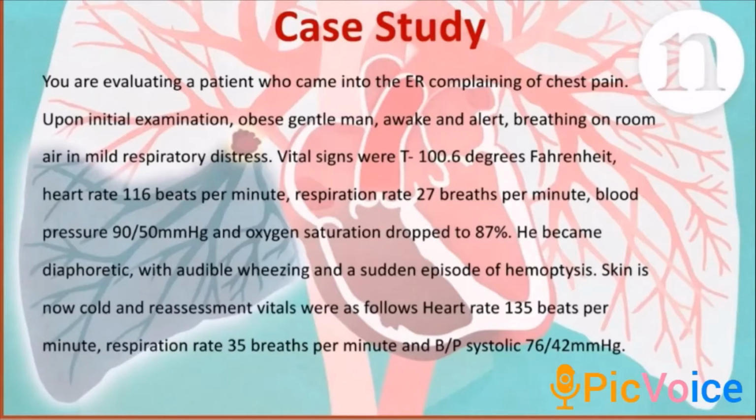pressure 90/50 millimeters of mercury, oxygen saturation 87%. He became diaphoretic with audible wheezing and sudden episode of hemoptysis. Skin is now cold, and reassessment vitals were as follows: heart rate 135 beats per minute, respiration rate 35 breaths per minute, blood pressure 76/42 millimeters of mercury.